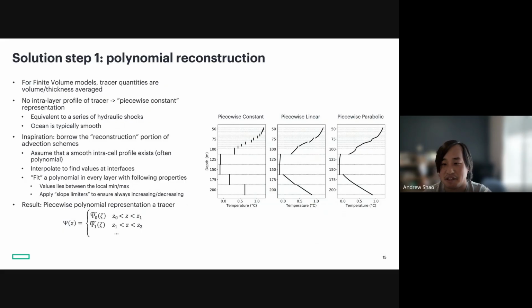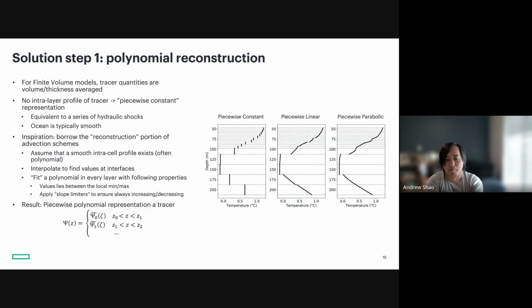Now, if anyone has ever plotted anything from an Argo float, this is not quite the way the ocean works. The ocean is actually fairly smooth. What this type of system represents is a system that has a lot of hydraulic shocks in it. Each and every one of these layers is a hydraulic shock. If you apply numerical schemes for this somewhat naively, they end up giving you a very diffusive system, and you essentially get a lot of numerically induced mixing.